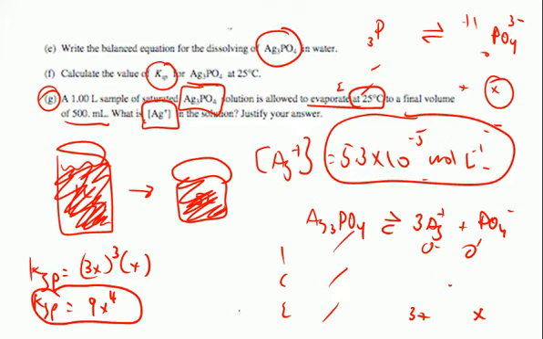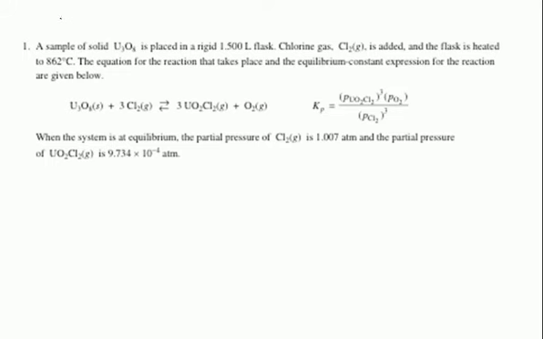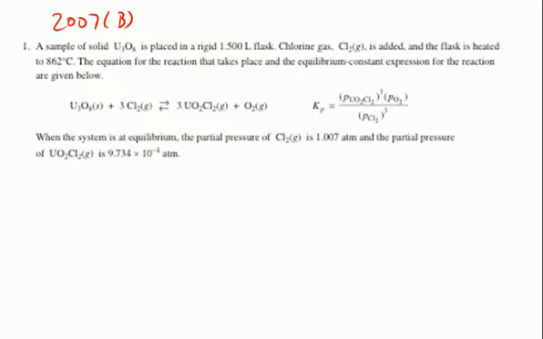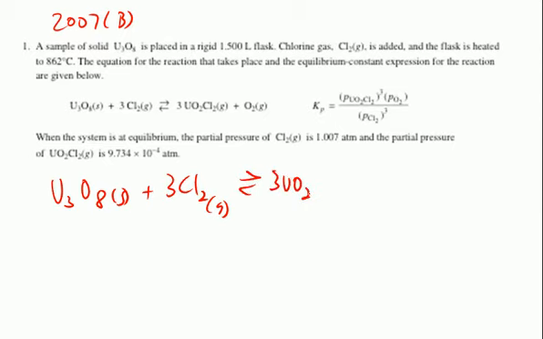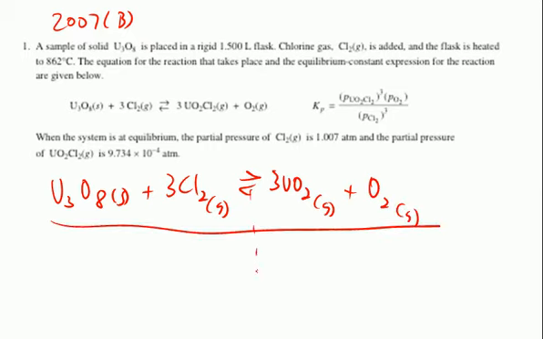Okay, so what we're going to do next is move on to 2007 Form B. It's the last one we're going to do. This problem was the first one that we actually did as a class, and it gives us a bunch of stuff. I'm going to work through this by doing the ICE chart first. We have the reaction U3O8 solid plus 3Cl2 gas goes to 3UO2Cl2 gas plus O2 gas. Let's start trying to fill it in.